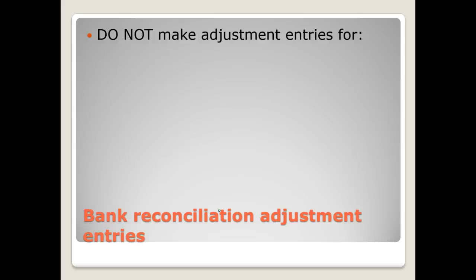Now, once you have done your bank reconciliation, you need to make adjustment entries. Be careful. Don't get too crazy making adjustment entries. You do not want to make adjustment entries for any outstanding checks because you've already recorded them. Those were just things that you did not yet see on your bank statement. But you don't want to make an adjustment entry because you'd be double counting a check. You also do not want to make adjustment entries for deposits in transit.